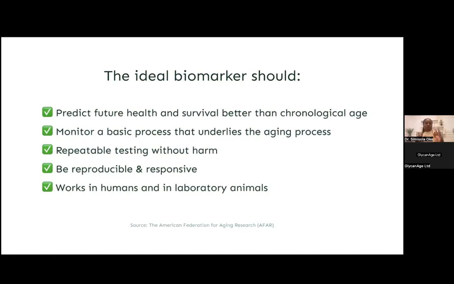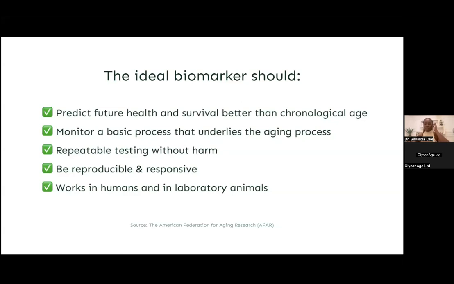And then this is one that is mentioned by the American Federation of Aging, but also in other texts as well. This concept of being both reproducible and responsive. What we mean by this is that if I do a biological age test for someone today, I want to be able to do the same test tomorrow and get the same result. But also, if I implement a number of different interventions, I want to see that the biological age will respond to those interventions as well. And I think that's incredibly important when we think about why biological age is necessary, because we actually want to see what interventions work for individuals to reduce their biological age.